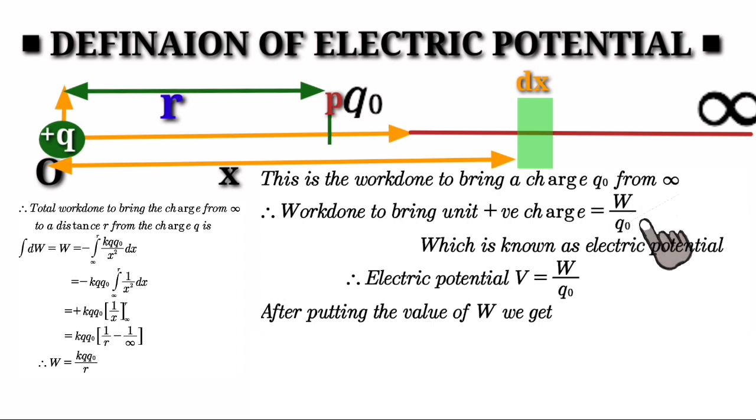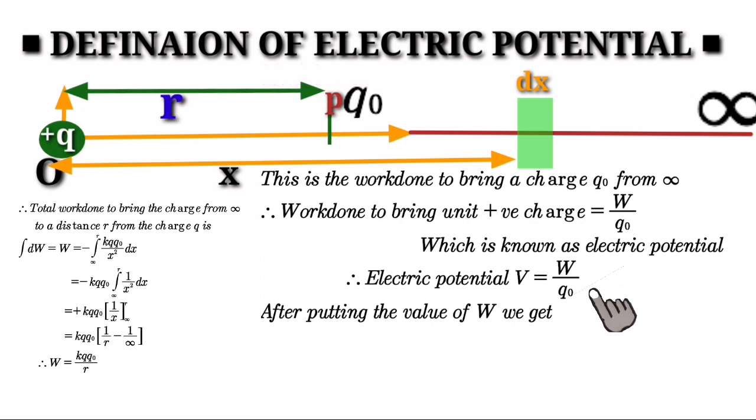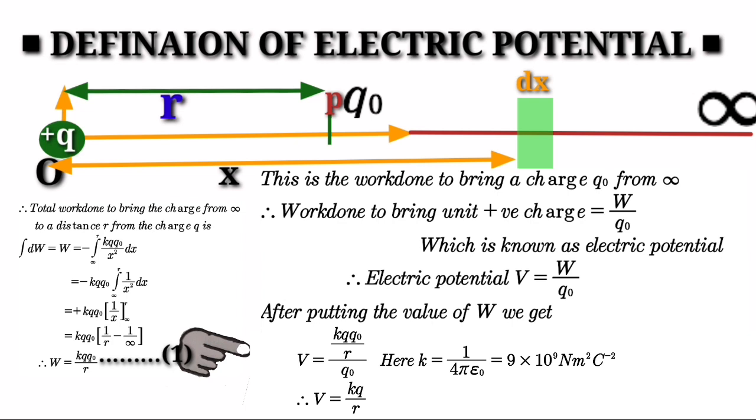So, for unit positive charge, this work done is W by q0. This is simply a unitary method. Therefore, electric potential at point P, V = W by q0. If we proceed further, then from equation 1, after putting the value of W, V = kQq0 by r, whole divided by q0, which gives kQ by r.